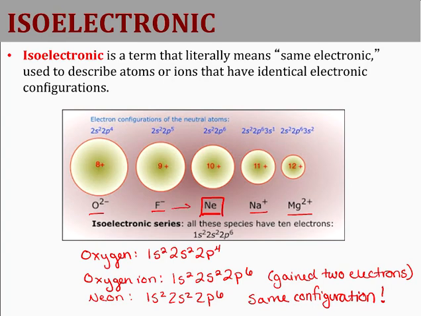So fluorine just had to gain 1 electron. Oxygen had to gain 2 electrons. Sodium had to lose an electron, and then magnesium had to lose 2 electrons. So everyone's just trying to become like the really cool noble gases.